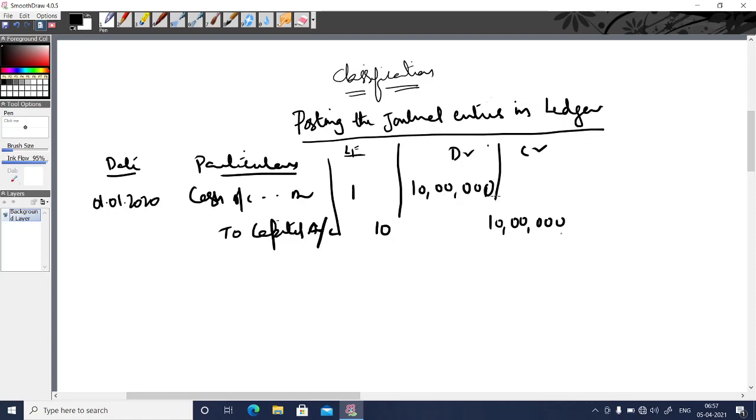Now how do I post this journal entry in the ledger accounts? What this journal entry is telling us is we have to go to the cash account on the debit side, which is in page number 1 of the ledger, and debit cash account by 10 lakhs. The same entry is telling us that we have to go to the capital account, which is in page number 10 of the ledger folio, and credit it by 10 lakhs rupees. So how do I post it?